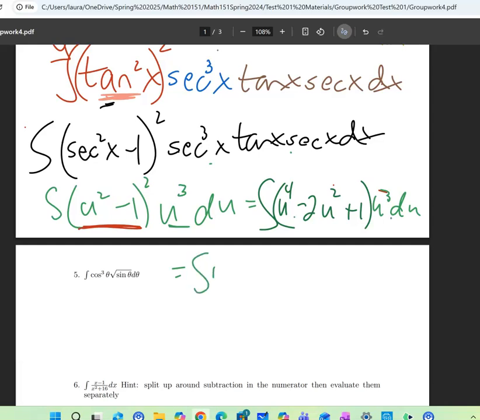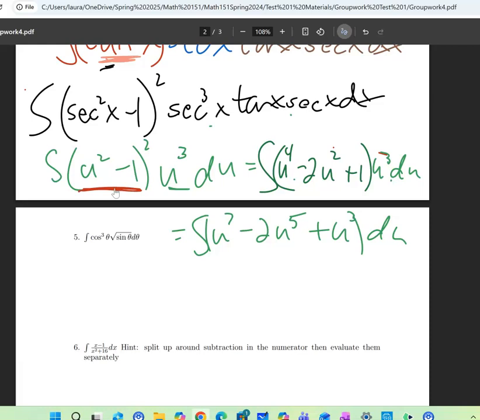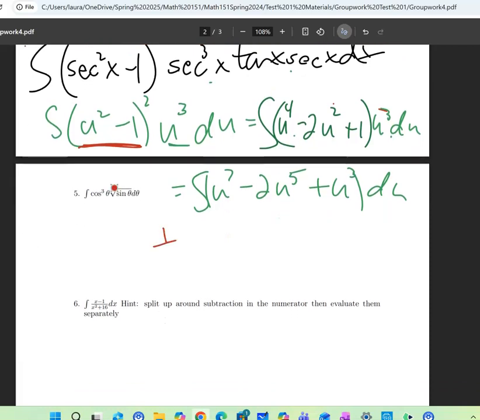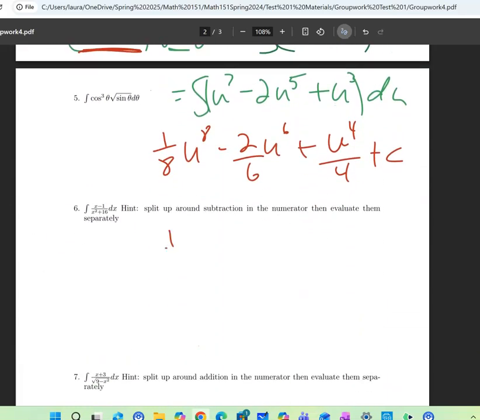So let's do one more step here. I'd have u to the 7th minus 2u to the 5th plus u cubed du. Now take the antiderivative. So it gives me 1/8 u to the 8th minus 2/6 u to the 6th plus u to the 4th over 4 plus c, and then put the u back in, which is the secant. So 1/8 secant to the 8th minus 1/3 secant to the 6th plus 1/4 secant to the 4th plus a c. Wow, long problems.